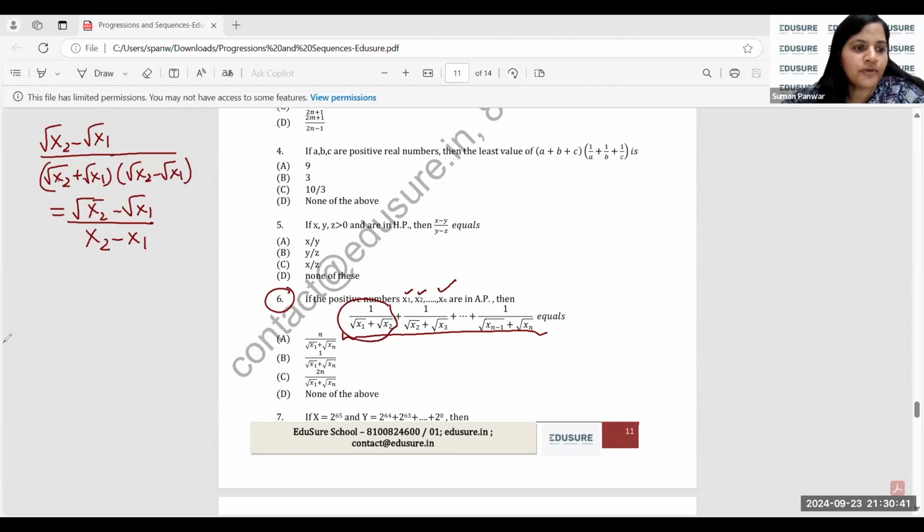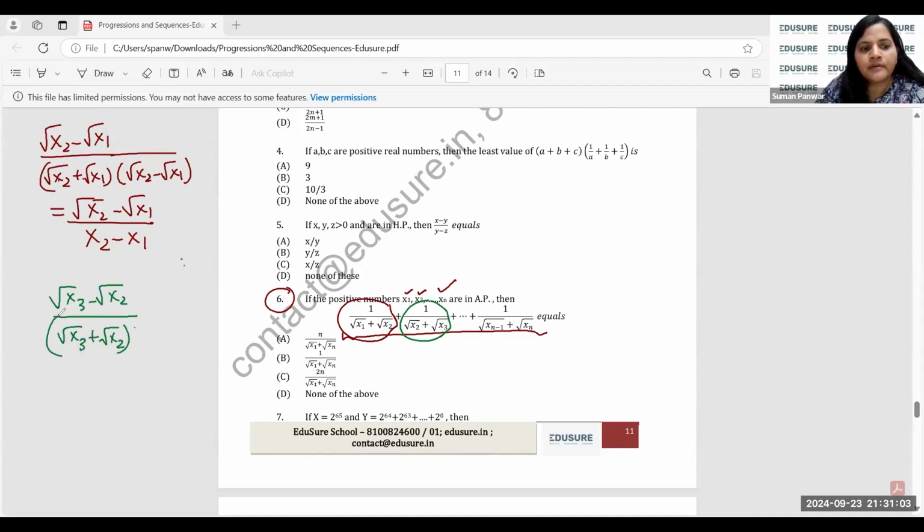Okay. So let me use another color for this, the second one. Look at the second one. For the second one, what do you do? You multiply with root x3 minus root x2 in the numerator, and the same in the denominator. So what you get is root x3 minus root x2. Again, (a plus b) into (a minus b), so x3 minus x2. So there is a pattern.